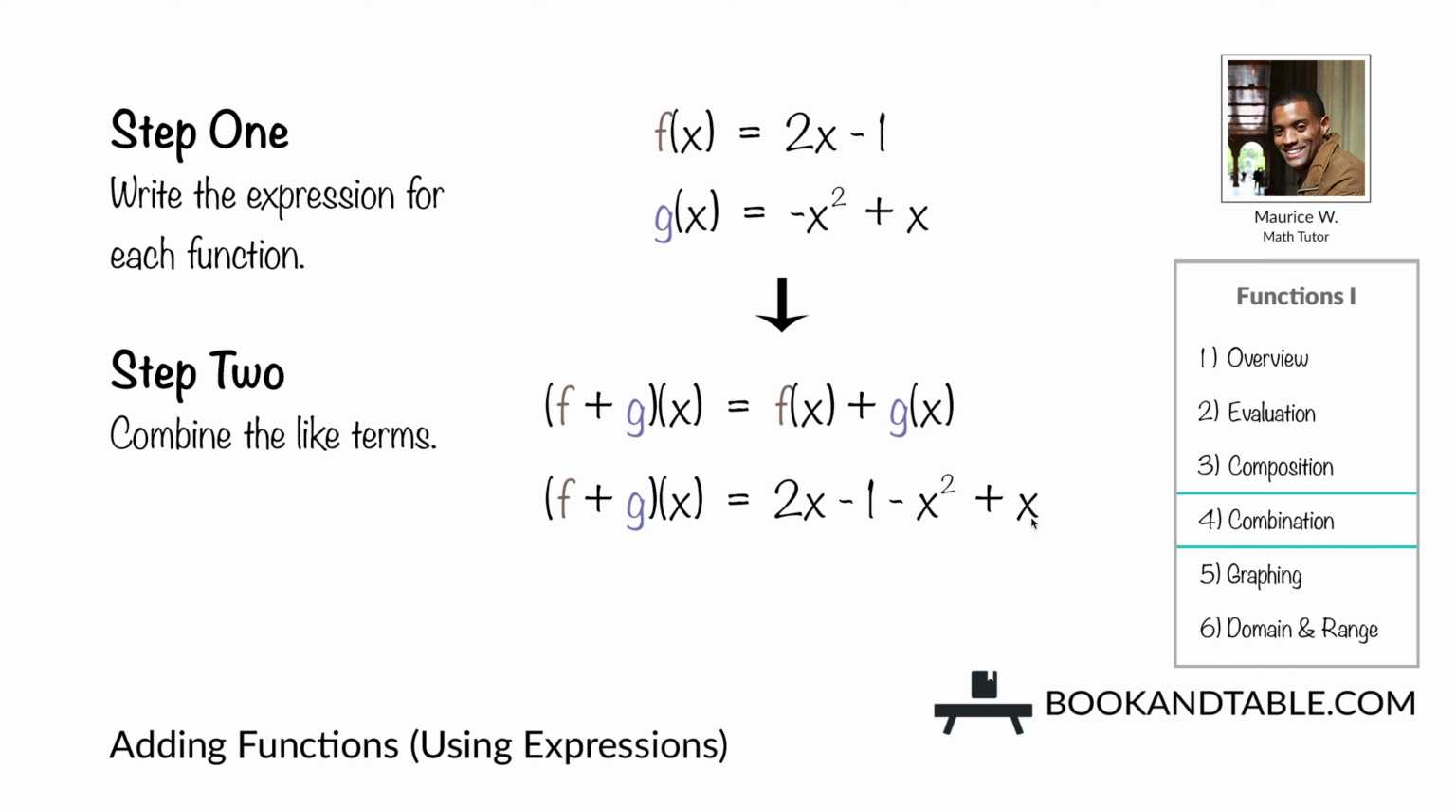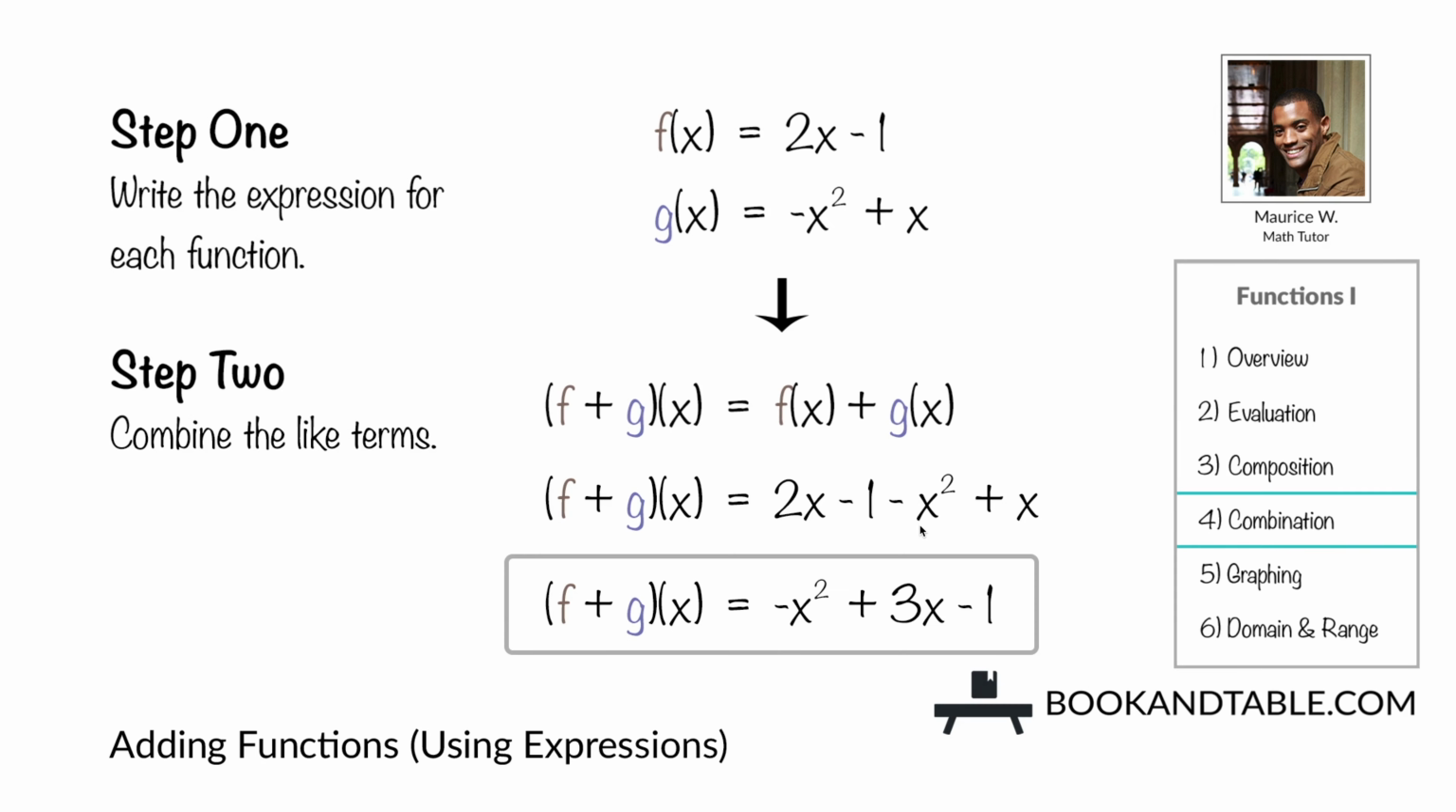And now step 2, combine the like terms. So we have negative x squared plus 2x plus x. This x term and this x term can be combined together to give us 3x, giving us the final result. f plus g of x is equal to negative x squared plus 3x minus 1. So when we add functions together using expressions, the final answer will be an expression that still contains the variables from those expressions.